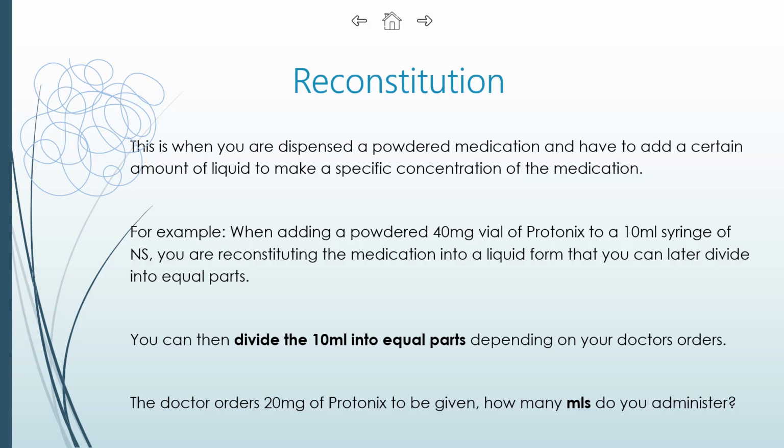Reconstitution is when you're dispensed a powdered medication and have to add a certain amount of liquid to make a specific concentration. For example, when adding a powdered 40 milligram vial of Protonix to a 10 mL syringe of normal saline, you are reconstituting the medication into a liquid form that you can later divide into equal parts. You can then divide the 10 mLs into equal parts depending on your doctor's order. So if the doctor orders 20 milligrams of Protonix to be given, how many mLs do you administer?